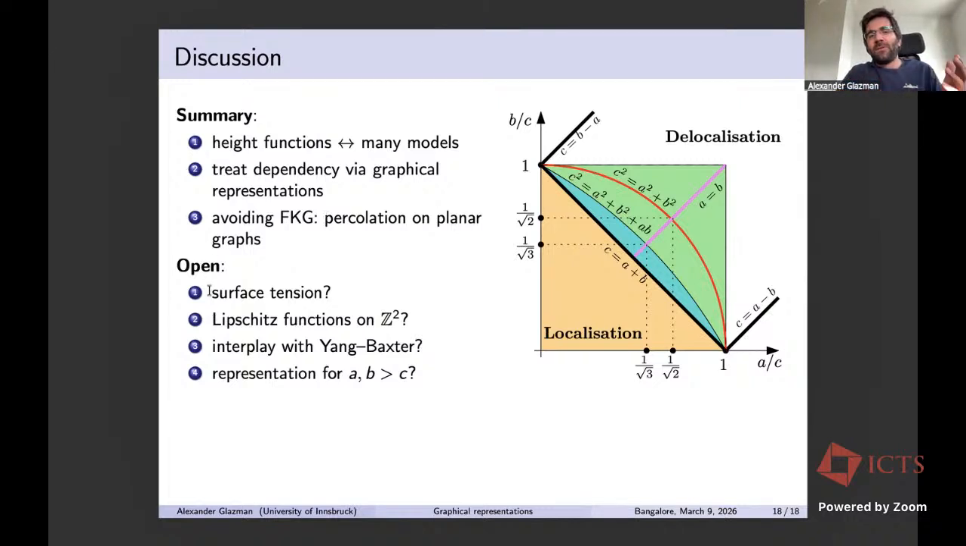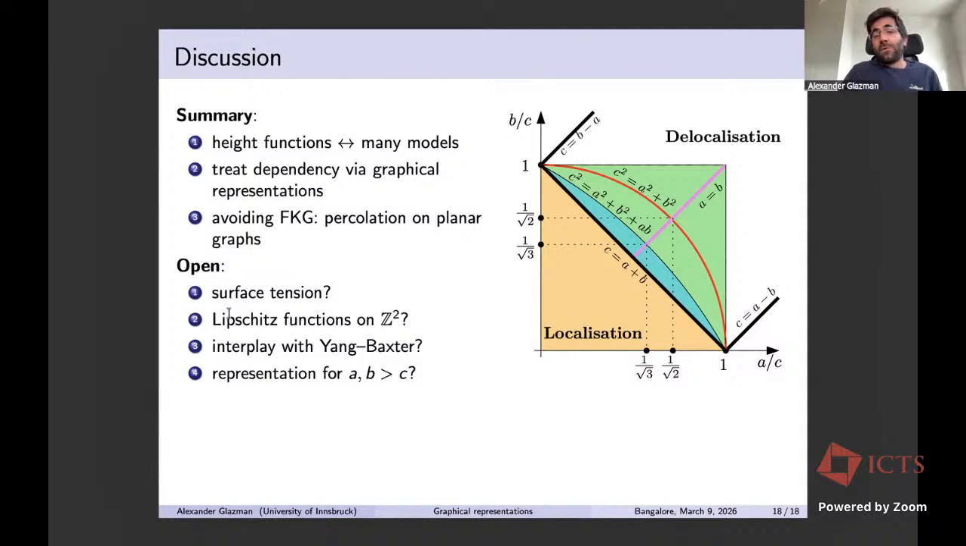But defining surface tension would allow us to really treat more general boundary conditions. Again, Lipschitz functions on Z2 remain open. The interplay of this graphical representation that I discussed in this talk with Yang-Baxter is completely unclear. So far, it seems not to work well together. Yang-Baxter works well with both models, random cluster and six-vertex, but these edges of the height function decomposition just do not couple well, unfortunately.